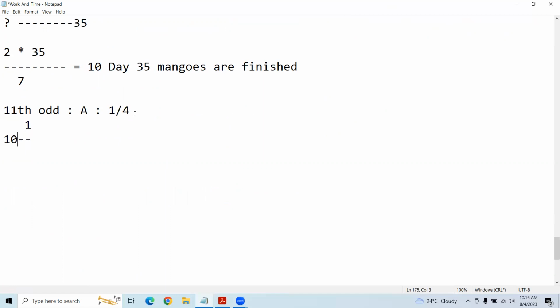So this time you need to calculate whether A is coming to work or B is coming to work, because their efficiency is different. And based on that, their required time on that day to eat that 1 mango will change. If B was coming on that day, our time would have been 1 by 3, because he eats 3 mangoes in 1 day.